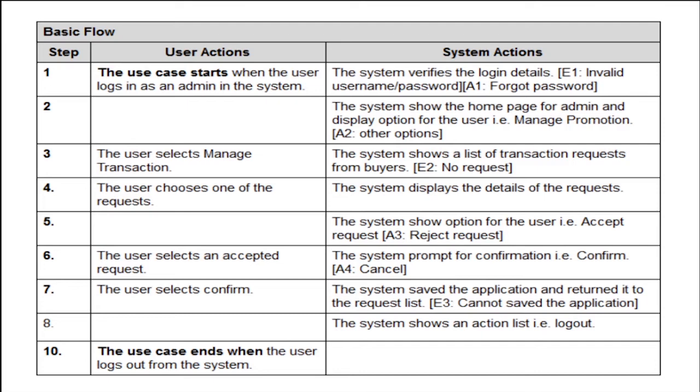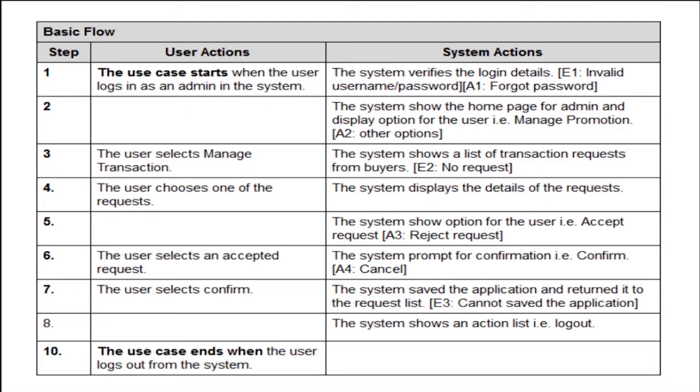It should be manage transaction. Then the user selects manage transaction. The system shows a list of the transaction requests from the buyer. The user chooses one of the requests. The system will display the details of the request. Then the system shows options for the user: accept request, or alternate 3, reject request. So the user selects accept request.